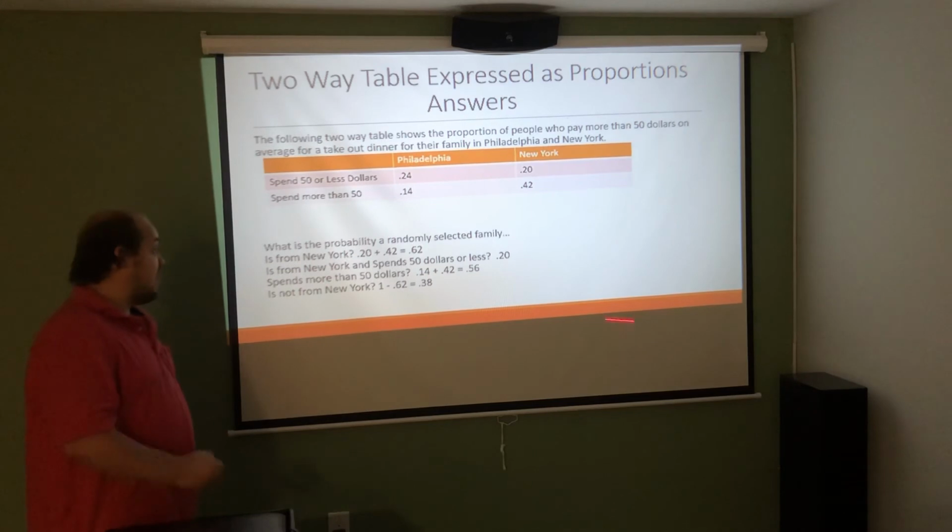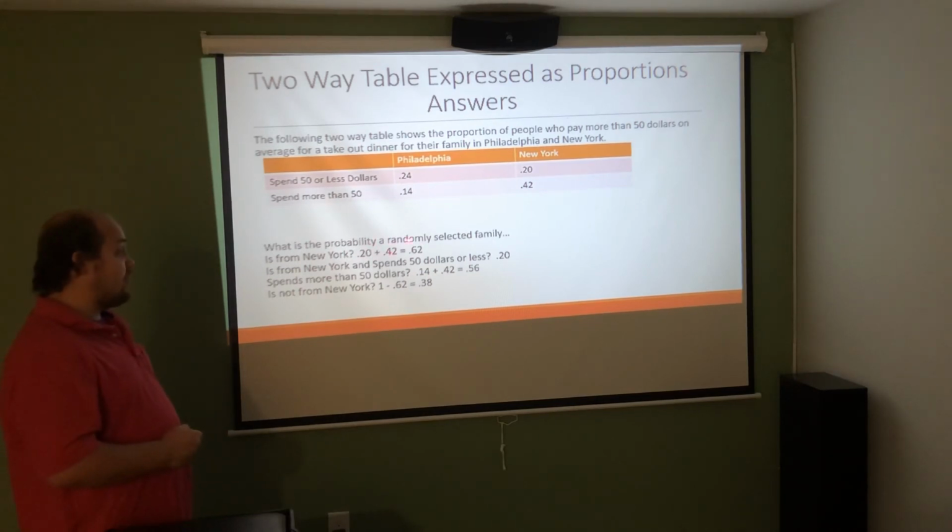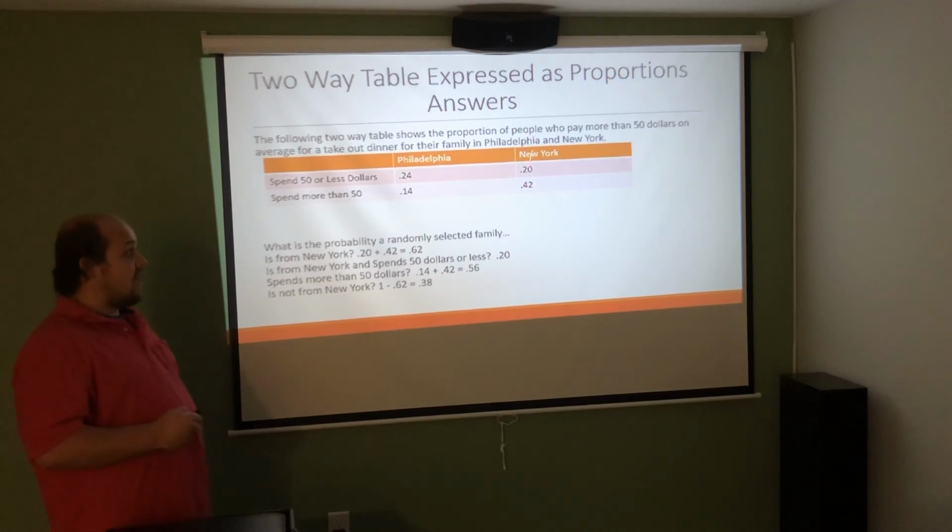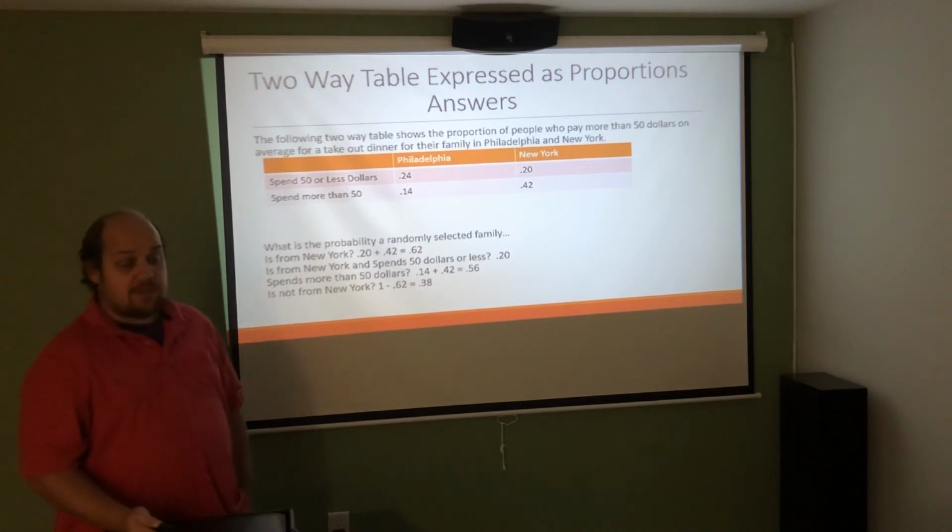So here's those answers. From New York is 0.20 plus 0.42 is 0.62. From New York and spends $50 or less is just that one entry, 0.20. Spends more than $50 is this row total of 0.56. And not from New York is the complement of this column, 1 minus that column total of 0.62, which gets me to 0.38.